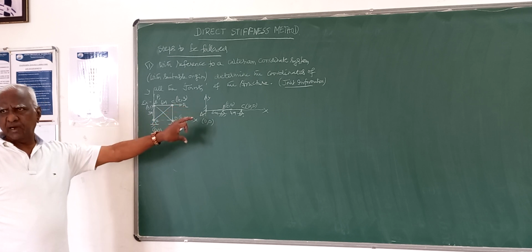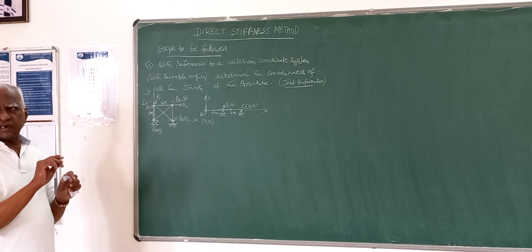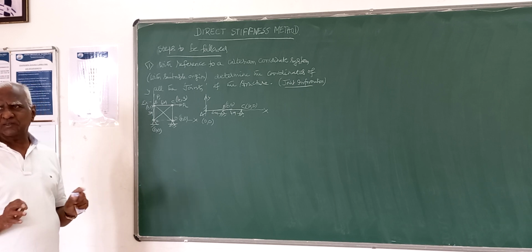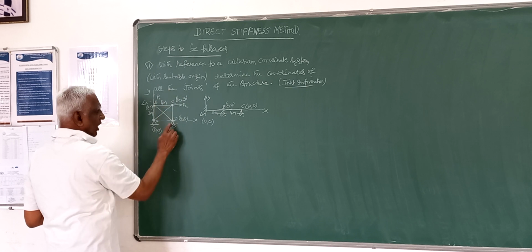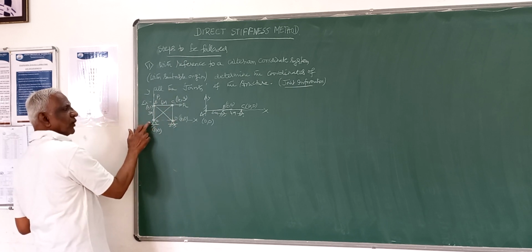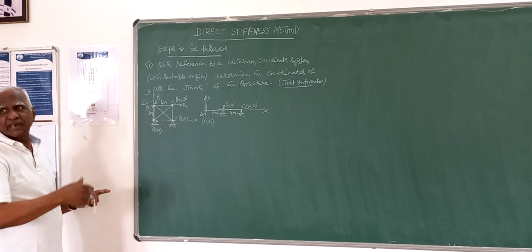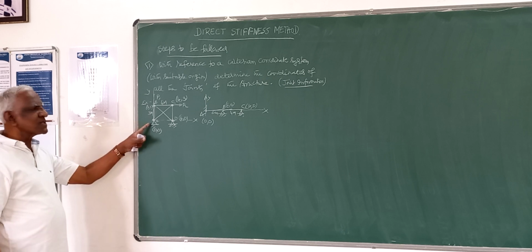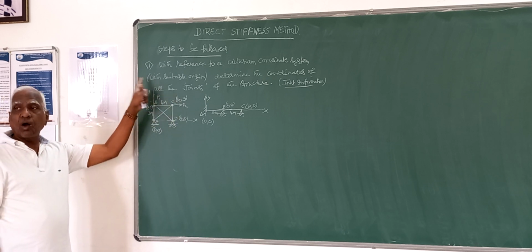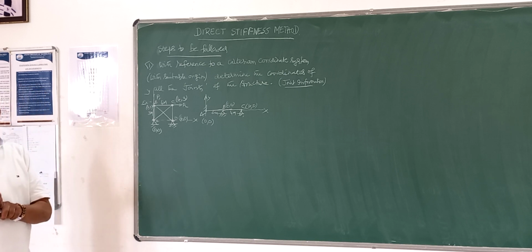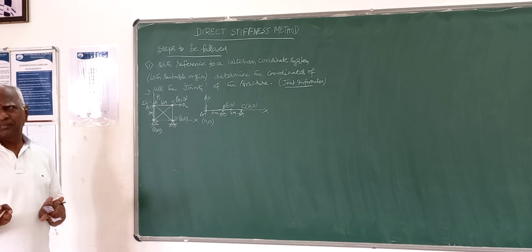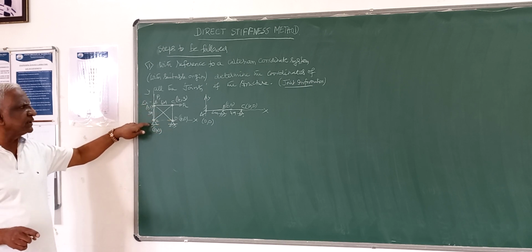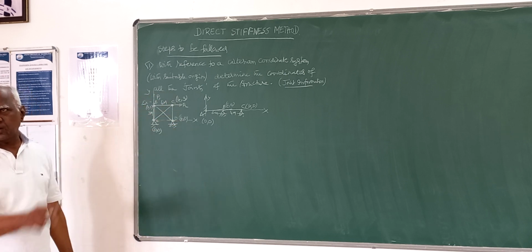Whatever structure is given, you select a suitable origin. You select it preferably so that the coordinates are all positive. If I select the coordinate origin here at D, then the X coordinate of A will have a negative value. So preferably do not choose that point as the origin. Preferably you choose the origin such that the coordinates of all the points have positive values. That's not compulsory, but it is preferred. Keep that in mind. With reference to the origin, you find the coordinates of all the joints of the structure.